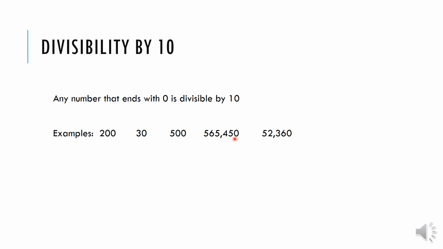565,450 ends with a 0, so it's divisible by 10. 52,360, it ends with a 0, so it's divisible by 10. Again, study the highlighted part. So any number that ends with 0 is divisible by 10.